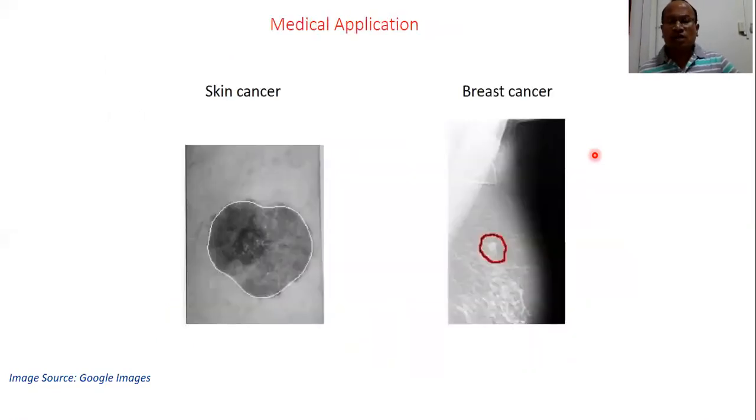And in medical imaging, the application of image processing is very important, especially in modern healthcare. Look at the two diagrams. First one is skin cancer, second one is breast cancer. In medical imaging, image processing plays an important and most crucial role. The radiologists and physicians screen these images. There are technologies like mammography, ultrasonography, radiography, MRI, and these technologies are used to capture images of various parts of the body.